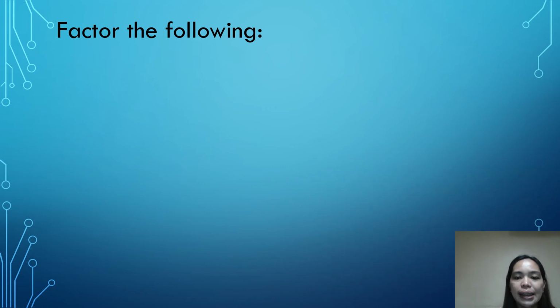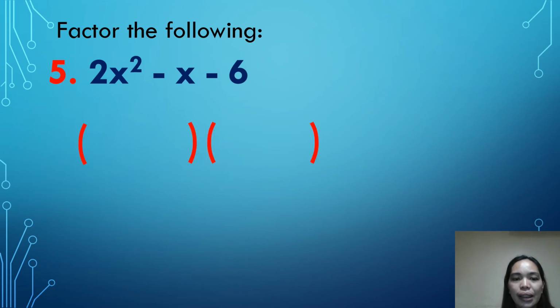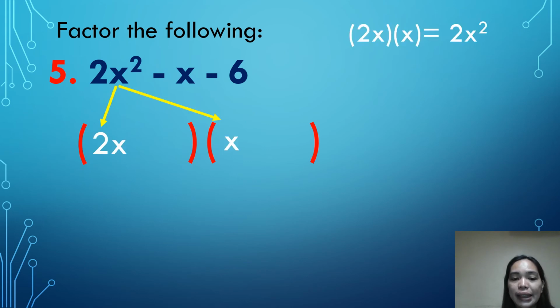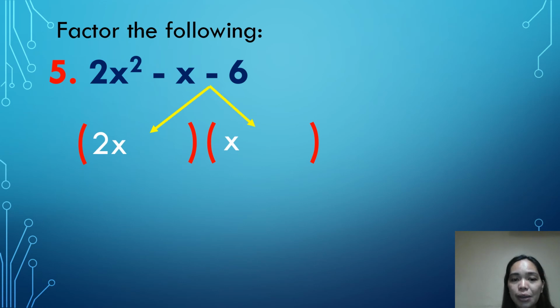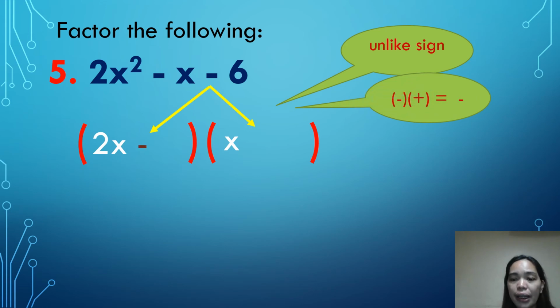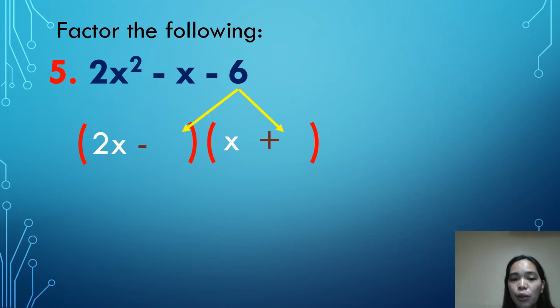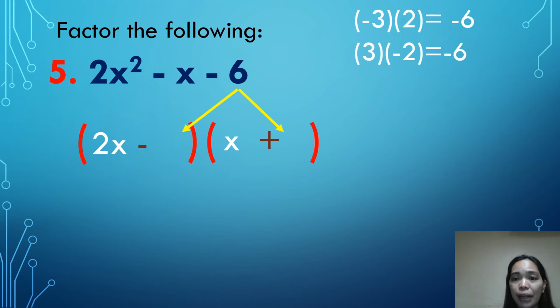Very good. Next, number 5 is 2x squared minus x minus 6. Now, what are the factors of 2x squared? We have 2x and x. The last term is negative, so we are looking for unlike signs. So let us try negative times positive. And what are the factors of the last term? It's either negative 3 times 2 or positive 3 times negative 2. So let us try the first one, negative 3 times 2.